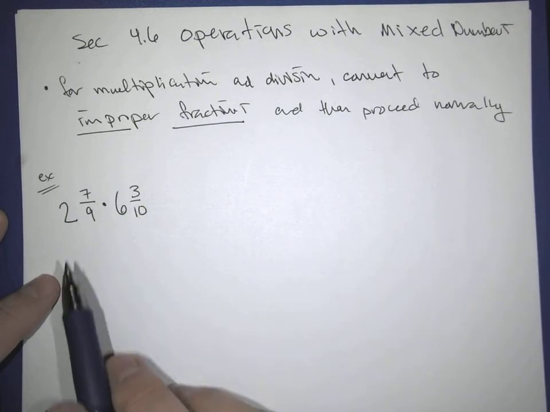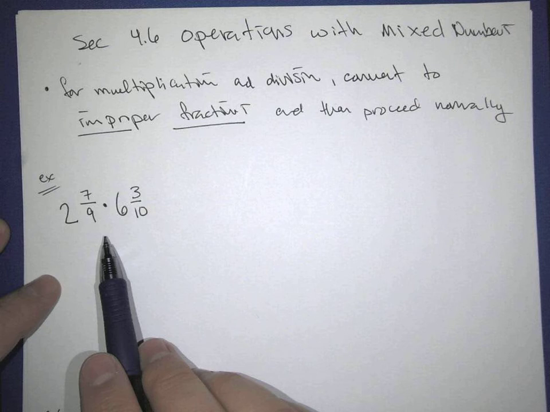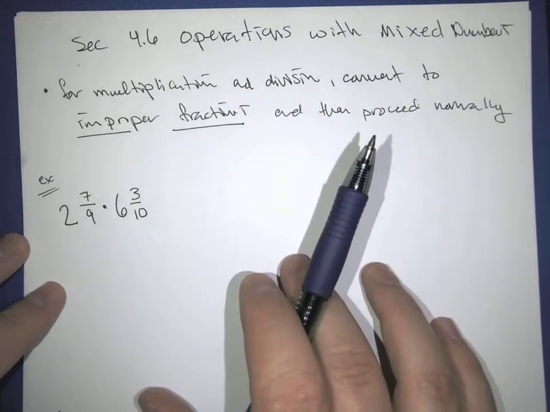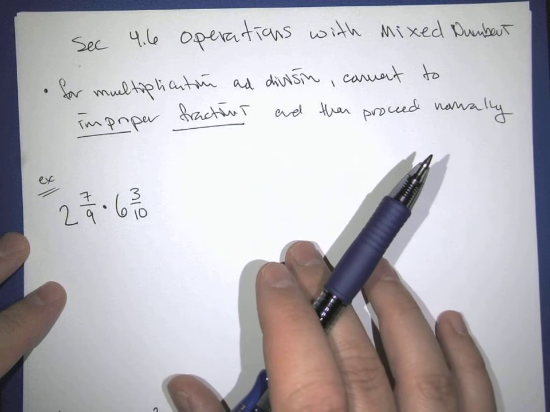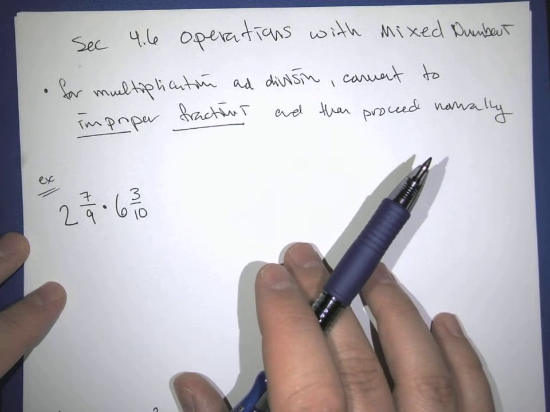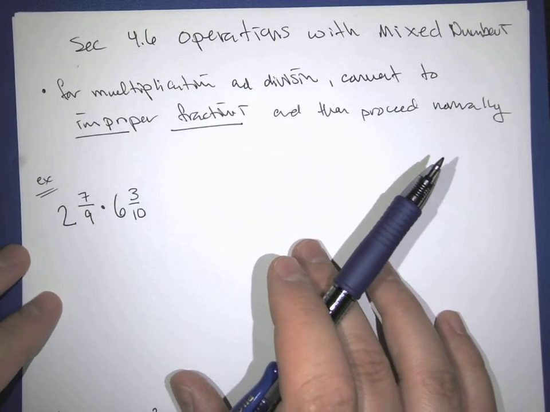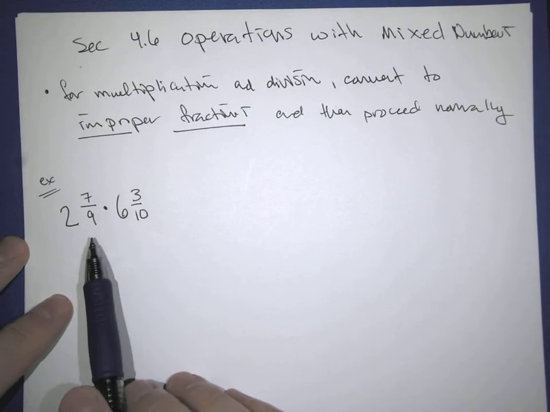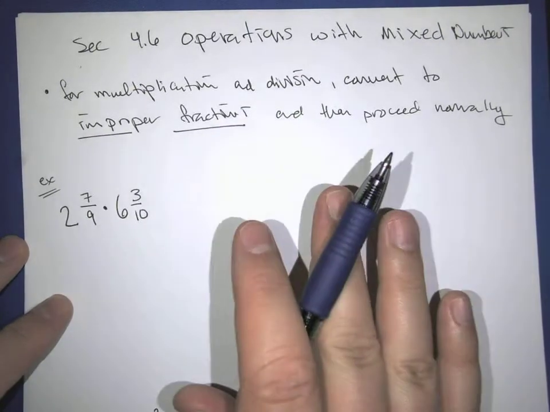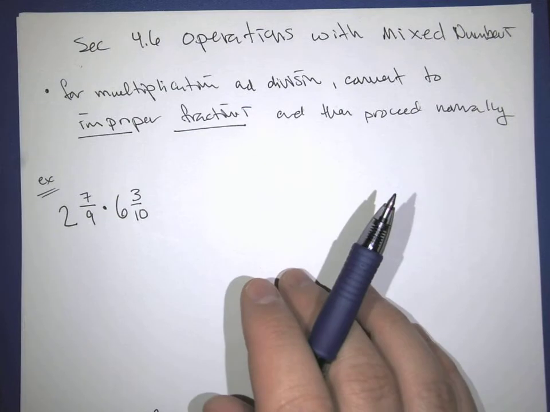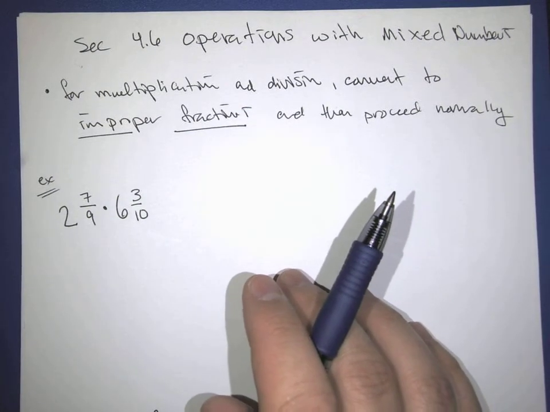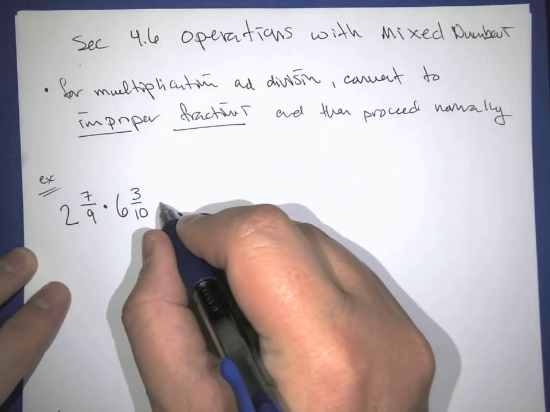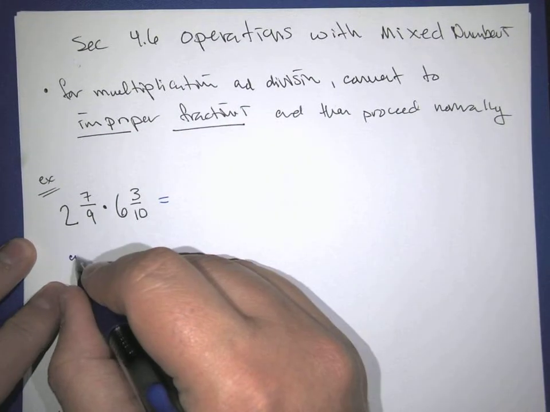In any event, let's try something like 2 7/9 multiplied by 6 3/10. So let's see what we've got. The temptation here, if you were doing this cold without any prep or explanation, is that you're going to maybe want to try to do 2 times 6 and then 7/9 times 3/10. Definitely don't do that. That's not going to work. So don't do stuff that doesn't work. That's my advice. So what we're going to do is convert them into improper fractions, right?